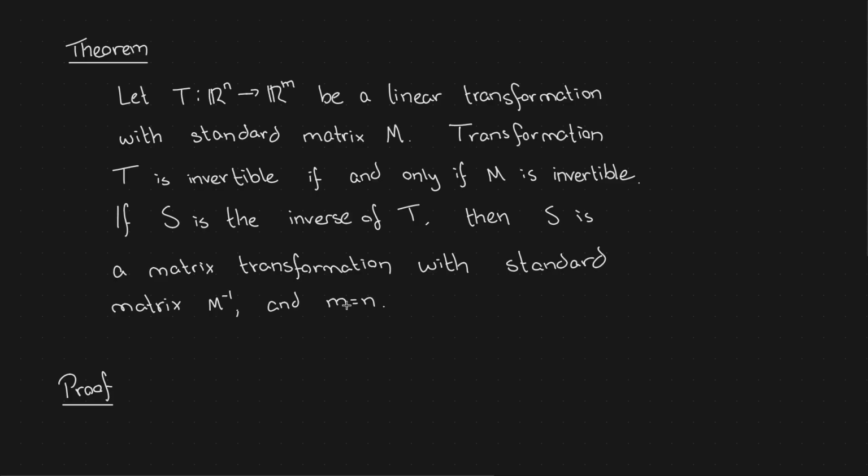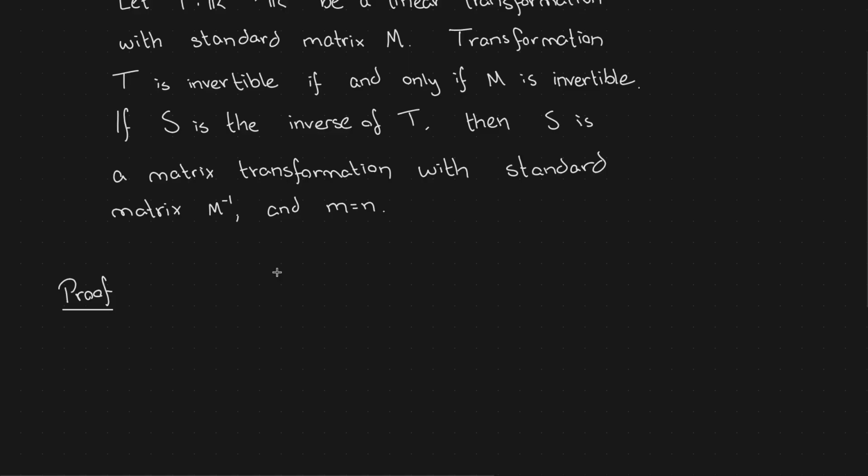Okay? So first off, we know that T from Rn to Rm is a matrix transformation, right? So let's observe T of x is equal to M times x. That's what it means to be a matrix transformation.